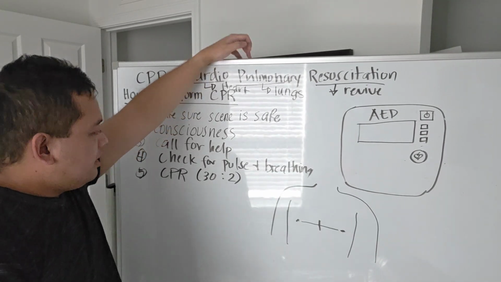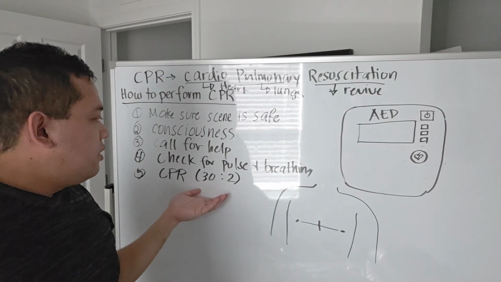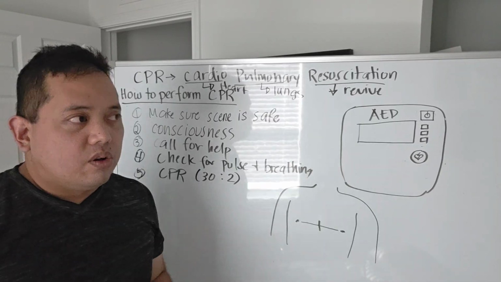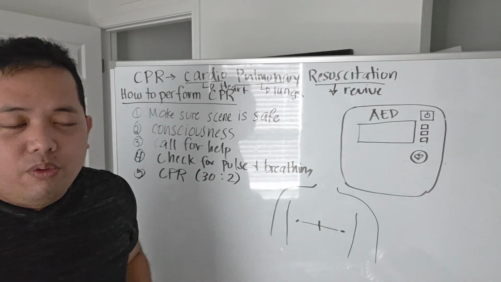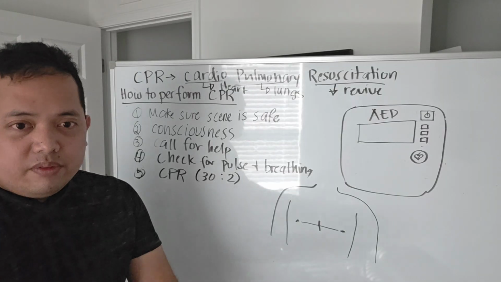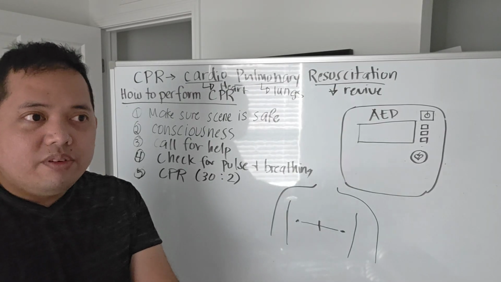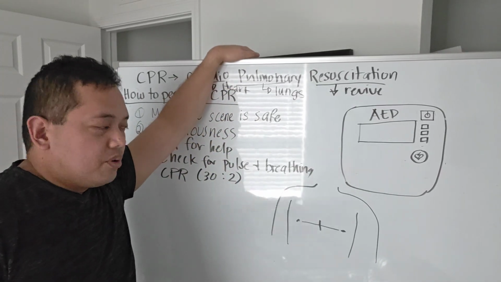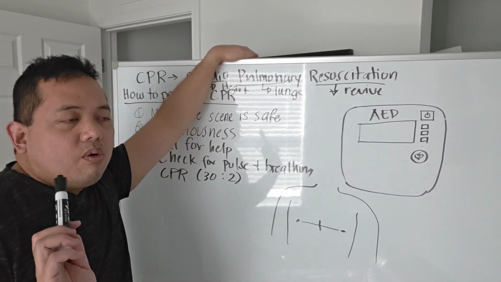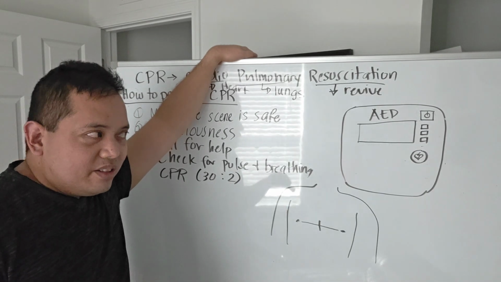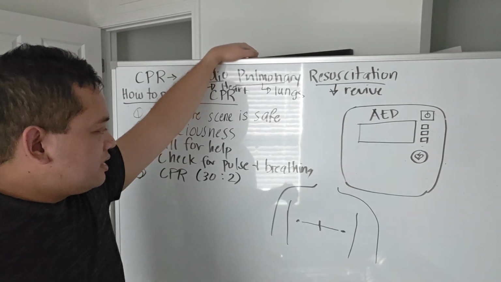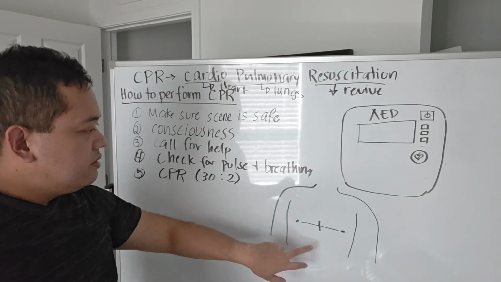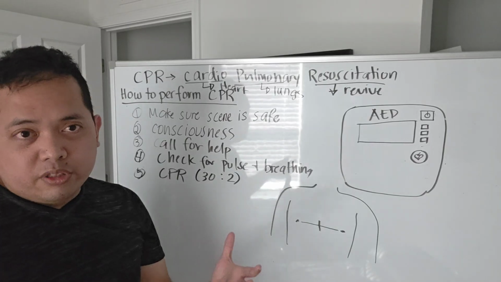And also whenever you're doing compressions, you have to keep a proper rhythm. The common thing some of you would have heard already is the song "Staying Alive," which would be the perfect rhythm because it's 100 to 120 beats per minute. I'll double check that one. So that's the proper beat of doing compressions. Also, other people use "Baby Shark" for that.